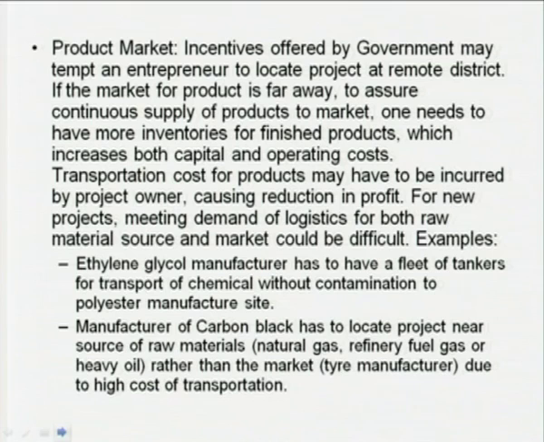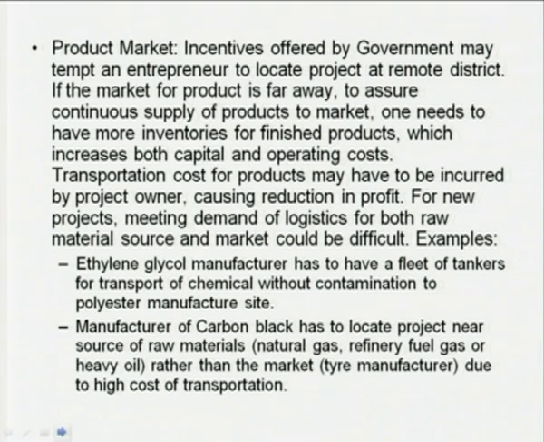However, the other side of the coin is that the raw material supply may be far away, or even the market for the product may be far away. In order to have the sustained supply of products to the market, the project owner needs to have more inventories of finished products. This adds not only to the cost of offsite, but also increases the working capital requirement, okay, because the manufacturer may have to store the finished goods at the production site itself.